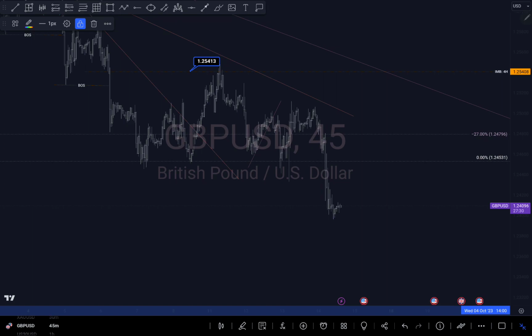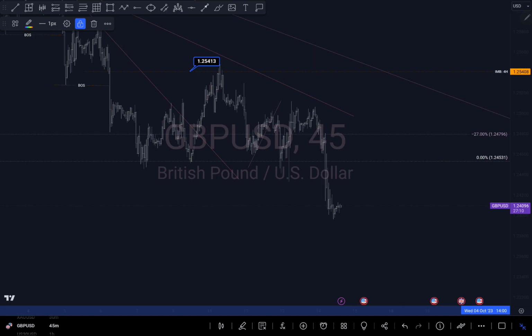What am I expecting on GU? If you watched my previous analysis, I said I was expecting GU to come to 1.25413, and my reason was because there was an imbalance around here. I'm just going to do a quick recap on what I saw.